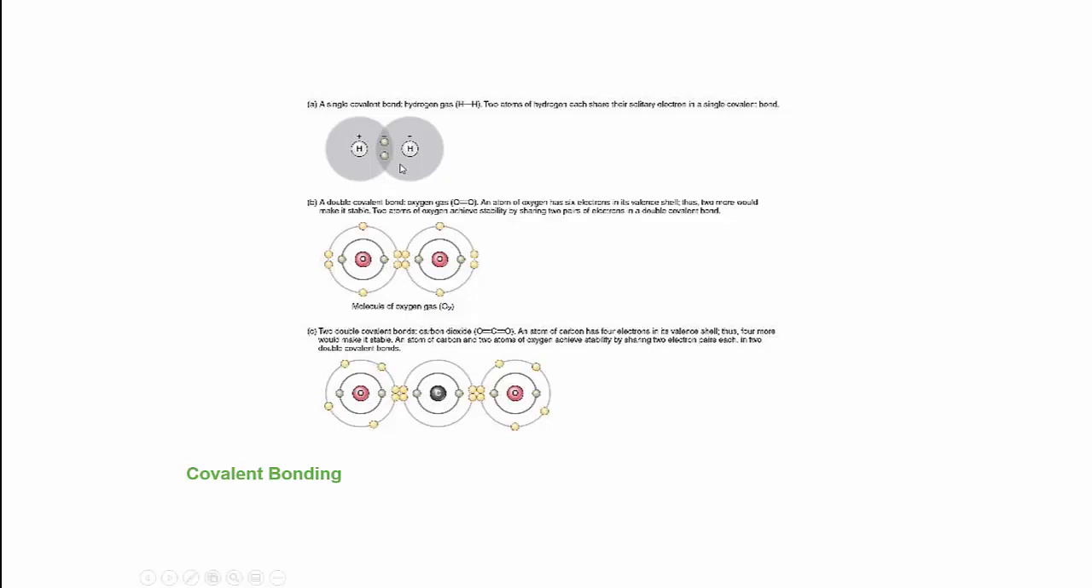Now here we see a single covalent bond with these hydrogen atoms creating hydrogen gas, H2. Here we have oxygen atoms that are forming a double covalent bond, giving us the gas O2. And here we have a carbon with two oxygens, and so this is CO2, or carbon dioxide, and you can see two double covalent bonds.